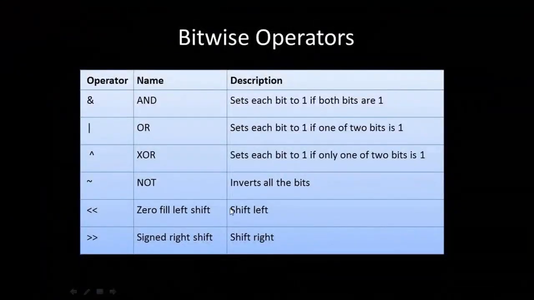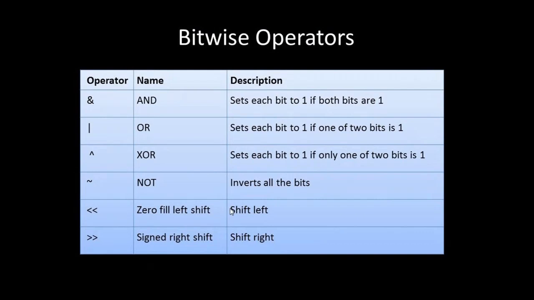If you talk about XOR, if only one of the two bits is 1, then it will be set as 1. Now what is the difference between OR and XOR? There is no need to be confused here. When you say OR, if either one of the bits or both the bits are 1, the output will be 1. But for XOR, only one of the two bits should be 1. If both are 0 or both are 1, then it returns 0. So that is the difference between OR and XOR.